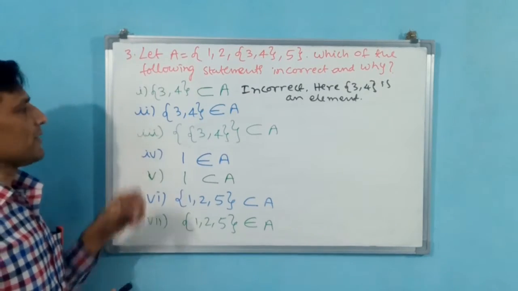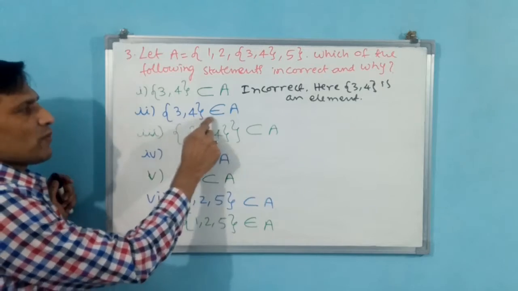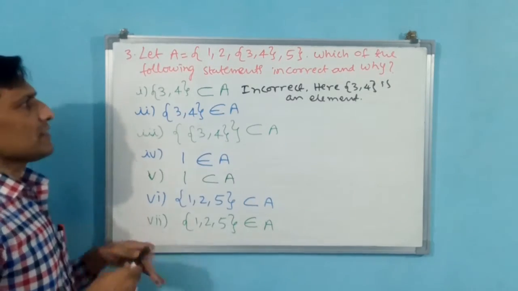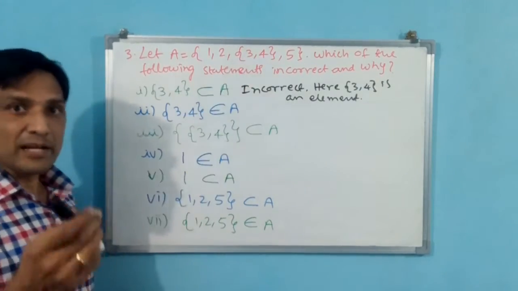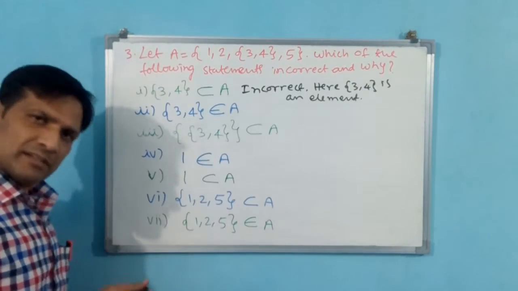Now we see second part. Under braces {3, 4} belongs to A. 100% correct. Why? Because see here, {3, 4} under braces is an element. Element belongs to set. Correct.